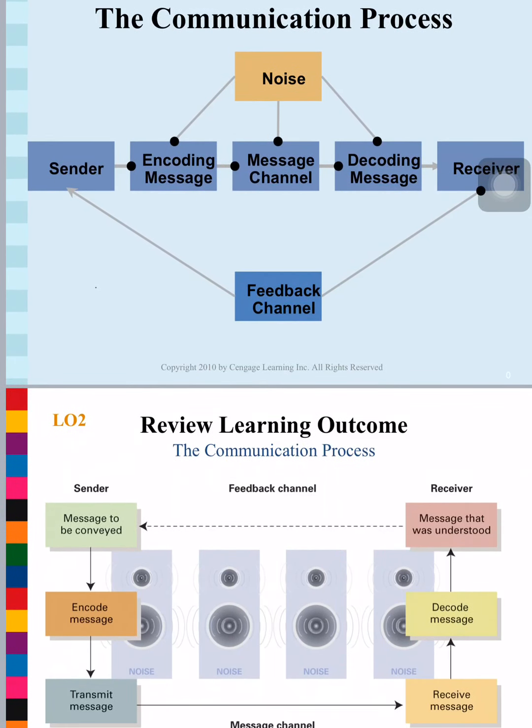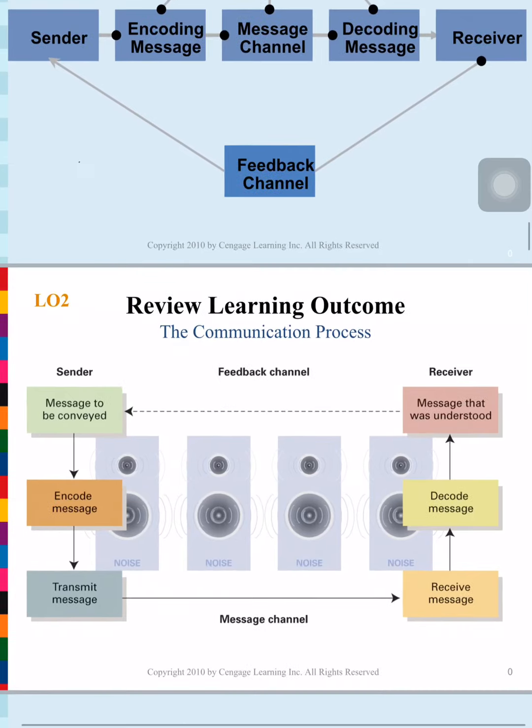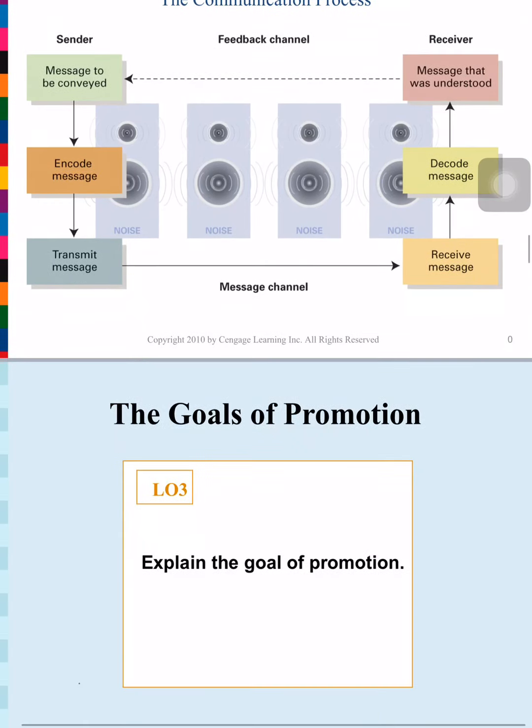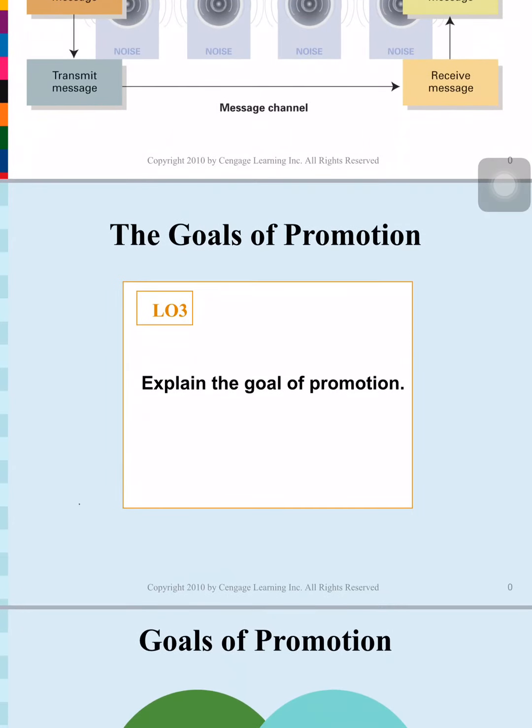Okay, this is a review for the LO2, the outcomes of this subtopic. Basically it starts with the sender, who encodes the message and transmits the message. The message is received through the message channel, and then they decode the message so that it is understood, and they will give feedback. Next, explain the goal of promotion.